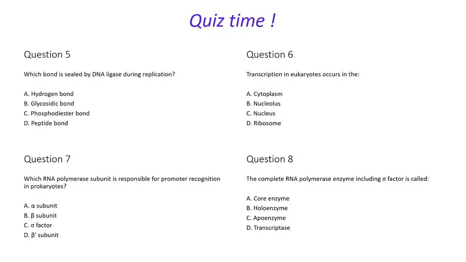So the phosphodiester bond, yes, that is correct. DNA ligase seals the nicks in the DNA backbone during replication, repair, and recombination. Now these nicks involve joining of the 3' hydroxyl end of one nucleotide to the 5' phosphate end of another, which forms a phosphodiester bond.